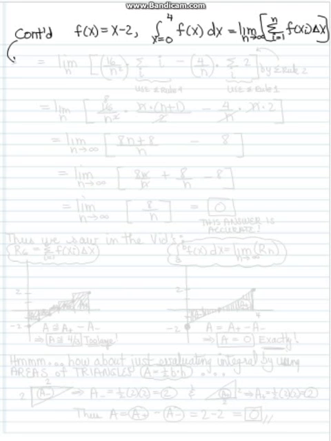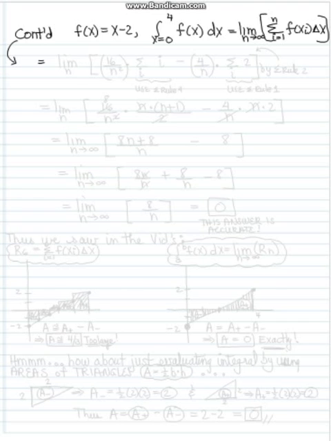All right, here's the continuation of evaluating the definite integral as a limit of the Riemann sum for infinitely many rectangles for the function f of x equals x minus 2. We're evaluating the integral from x equals 0 to 4 of f of x dx equals the limit as the number of rectangles n goes to infinity of the sum i equals 1 to n of f of x sub i times delta x using the right endpoints. All right, let us proceed.